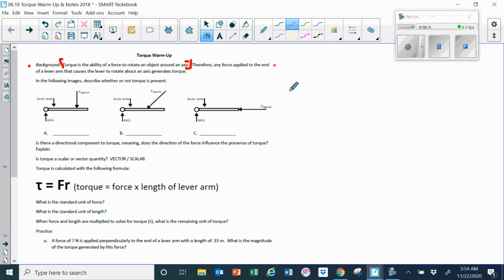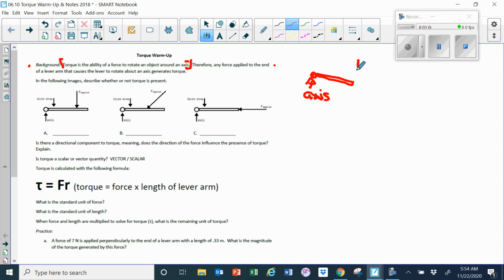Any force applied to an end of a lever arm that causes the lever to rotate about an axis generates torque. One way to think about a lever, I'll draw a picture over here, is a wrench. It's a wrench-like device, like you see in these pictures here. The wrench-like device has some kind of axis here. This would be the axis of the thing. It would turn on this axis right there.